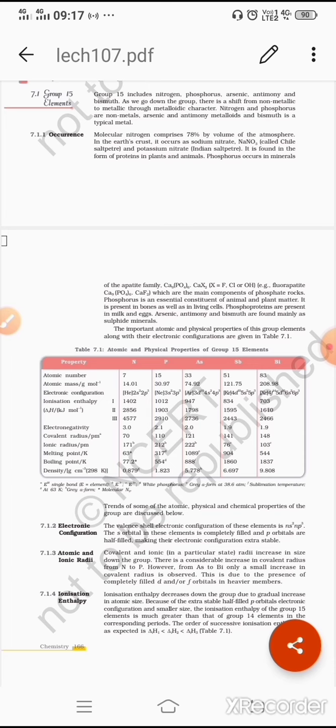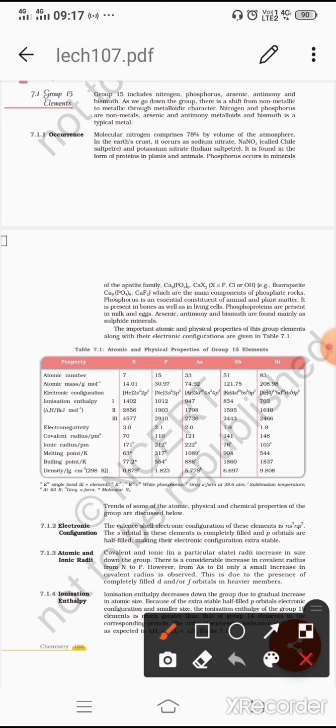Now coming to the arsenic family. Arsenic, antimony and bismuth are found mainly in sulfide minerals, which means in the form of mineral ores. These are all found in the form of sulfide ores in the earth's crust. Arsenic, antimony and bismuth are also found in traces.